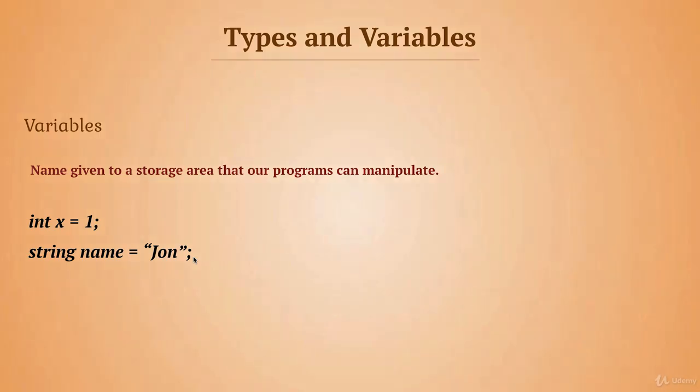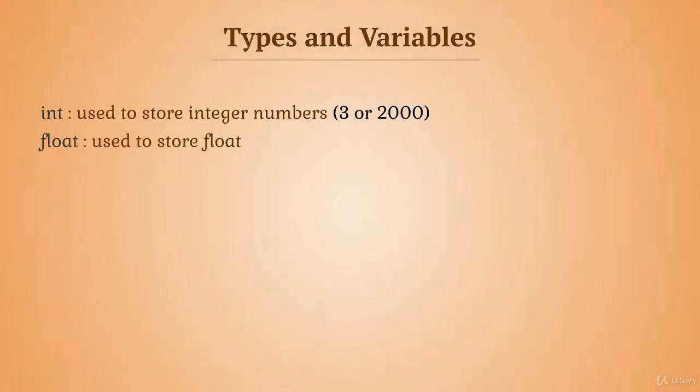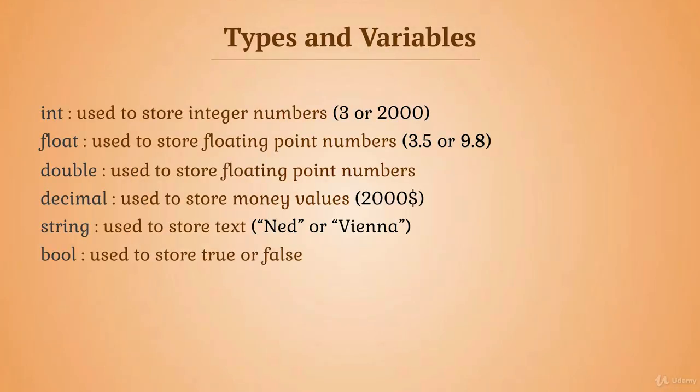Now, let's see some basic data types in C#. Actually, this is some of them. There are many more than this. The very famous one that you will be seeing a lot is the int, which stores integer numbers like 3 or 2000 or any integer number. It has a minimum and a maximum, and we will discuss this later.